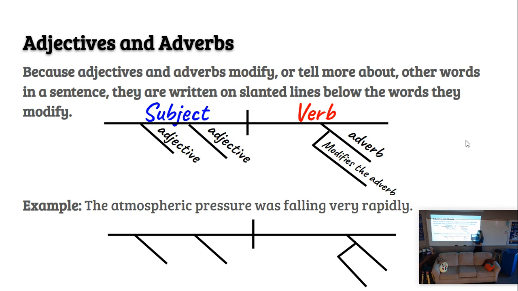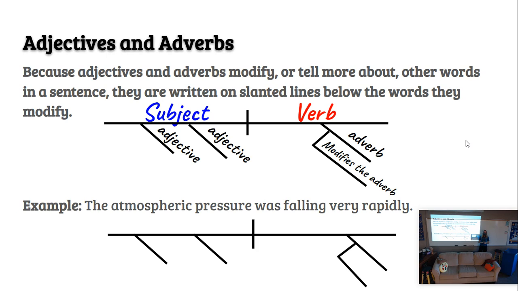Alright, so we got those two. Now we have these two at the end here. Alright, how about very? What is very modifying? Jacob, what do you think? Oh my gosh, Jacob, crushing it. Yeah, I thought you were going to say the verb was. Nope. It's modifying rapidly because it's telling us how rapidly it's falling. Very. Okay, how about rapidly then?